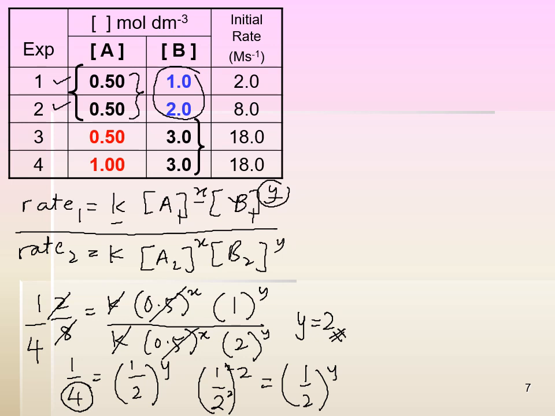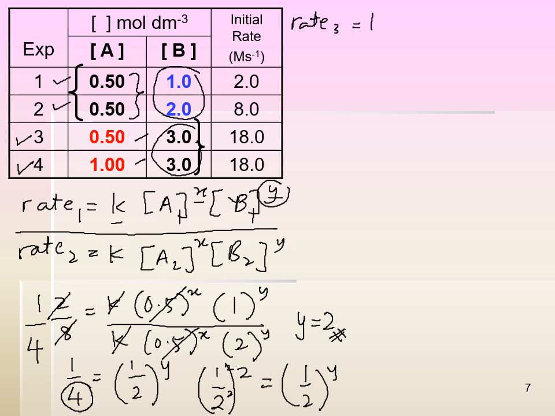See? Next, we're going to compare experiment 3 with experiment 4 because the concentration of B is the same but A is not. So we do the same thing.